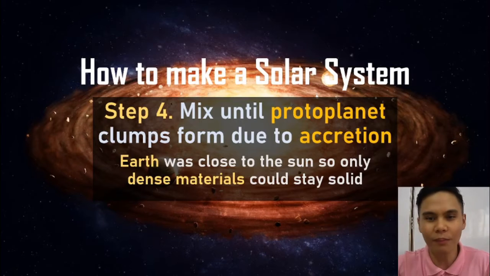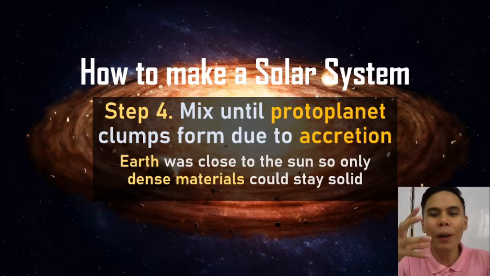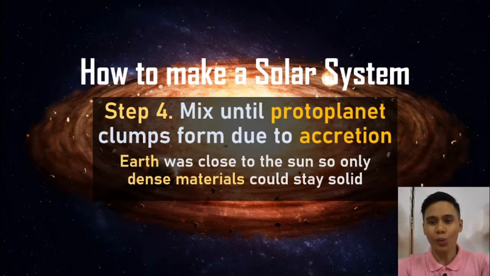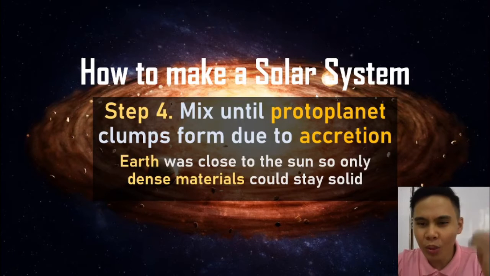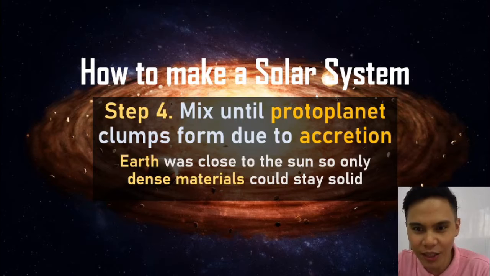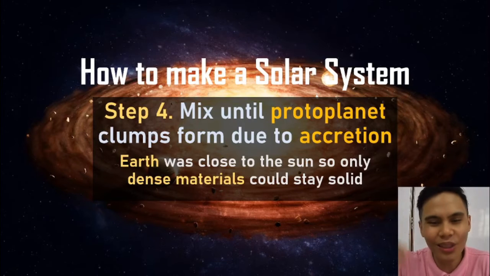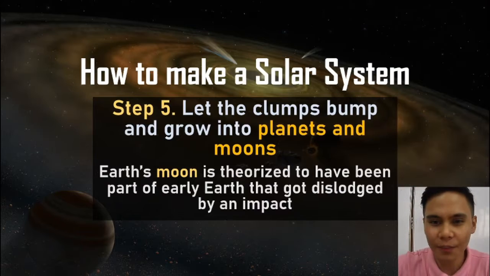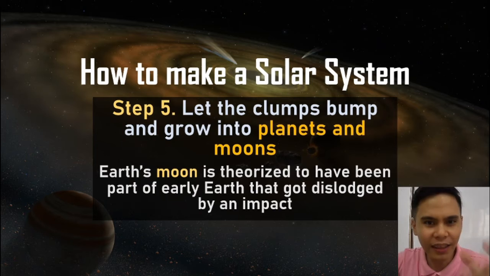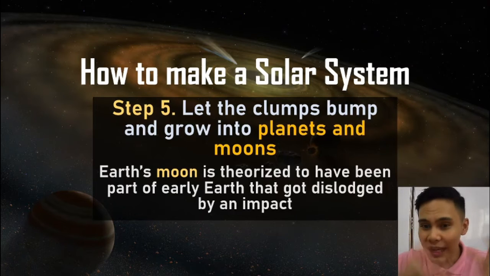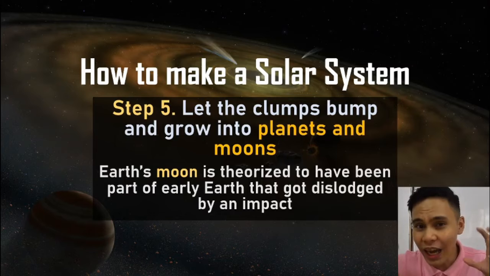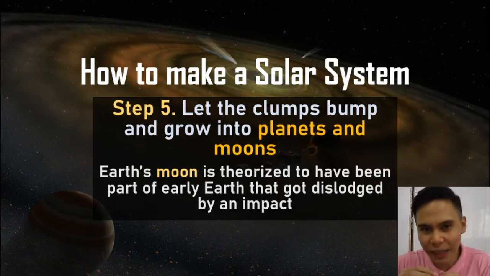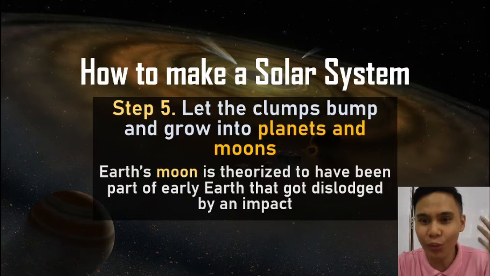pre-planet forms, the planets. They form due to accretion, basically when things bump into each other and clump up into bigger clumps. So Earth was starting to form very close to the Sun, so only dense materials could stay solid near the Sun. Finally, step 5, let the protoplanet clumps grow into real planets and tiny moons. Earth's moon is theorized to have formed by an impact with early Earth that made a chunk fly off and turn into a satellite. So that's how the Earth and the moon formed.